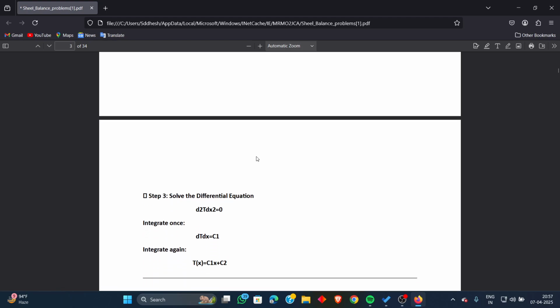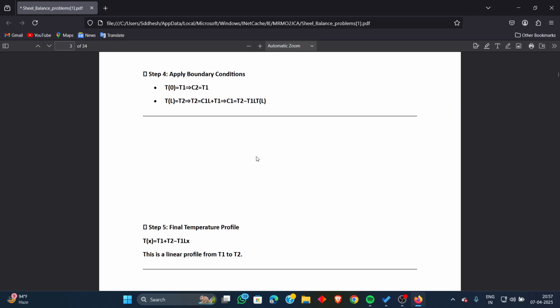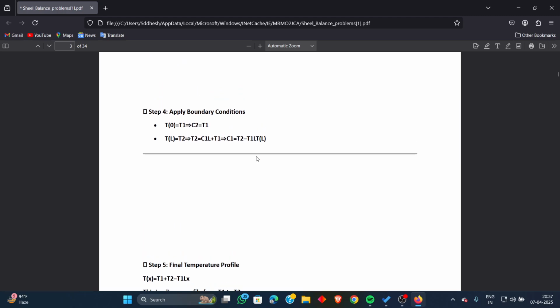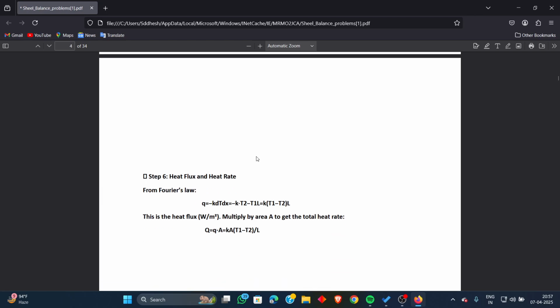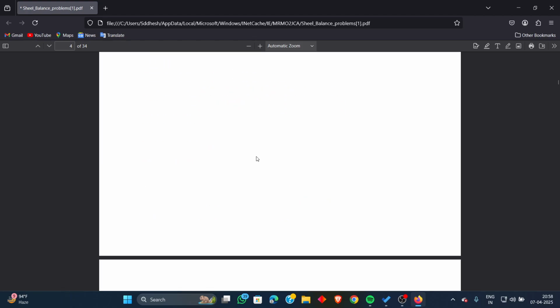Step 3, solve the differential equations. Step 4, apply the boundary conditions. The final temperature profile is made, and after that, heat flux and heat rate are extracted from the question for the final answer.